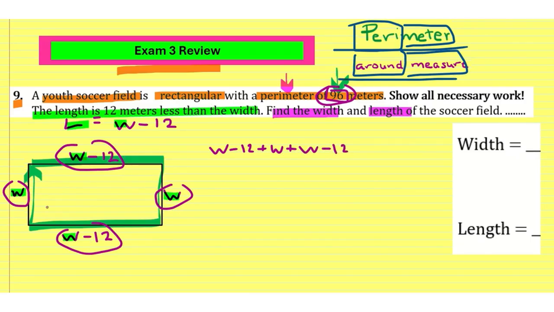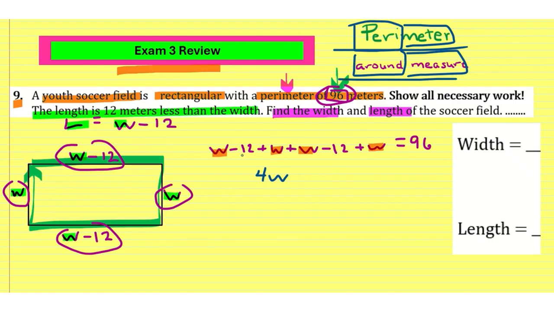Okay, so I got this one, this one, this one, and the last one I got one more W over here. And then all that is going to add up to the 96 meters. So now we just use our order of operations that we learned in Algebra 1. We're going to combine all of our like terms. So how many W's do I have? I have a W there, and there, and there, and there. So that means all total, I have 4 W's.